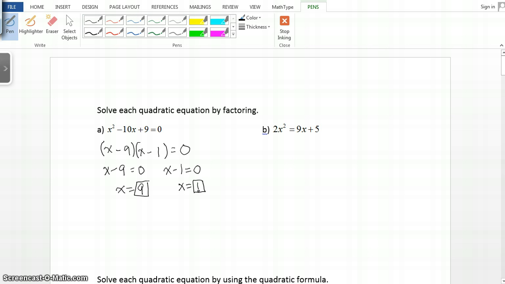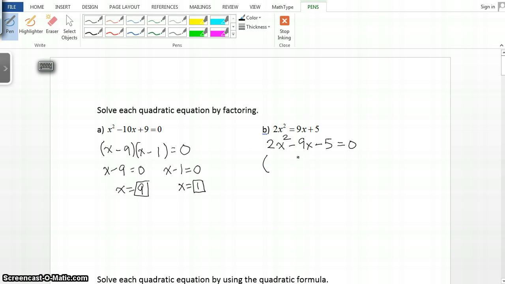Part B is very similar, but as you can tell, it's not in standard form. I have some terms on the left and some terms on the right. So let's put it in standard form by moving the two terms on the right over to the left-hand side. My 2x squared will stay on the left. If I have a positive 9x on the right, when it moves to the left, it'll be a negative 9x. Same with my positive 5 on the right. If I move it to the left, it'll be a negative 5. Then there's nothing left on the right-hand side.